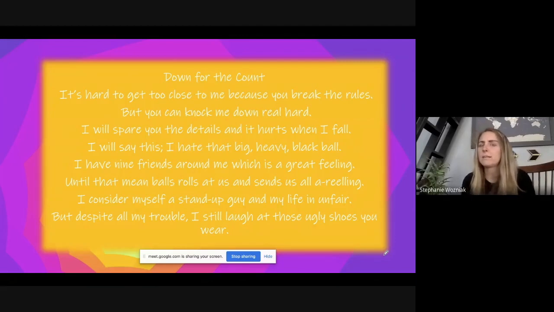So before we read it again, let's look at that title and try to infer what it could be about. So down for the count. That one's a little bit harder. There's nothing obvious that's popping up in my head when I think down for the count. So I'm going to go ahead and read the rest and see if I can make some inferences as I read to help me figure out what that author's talking about.